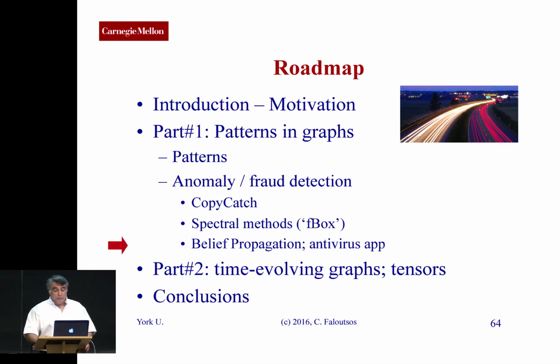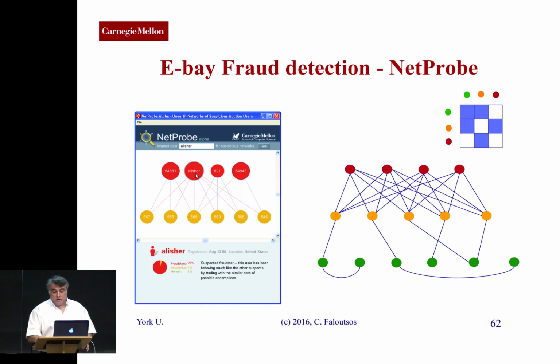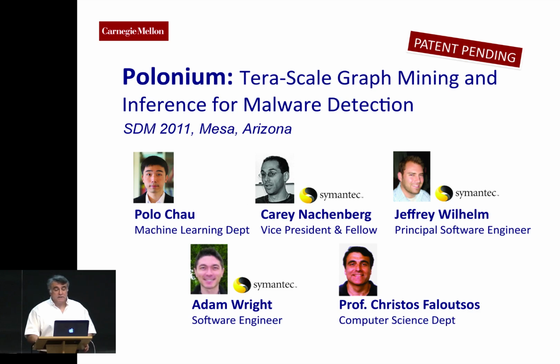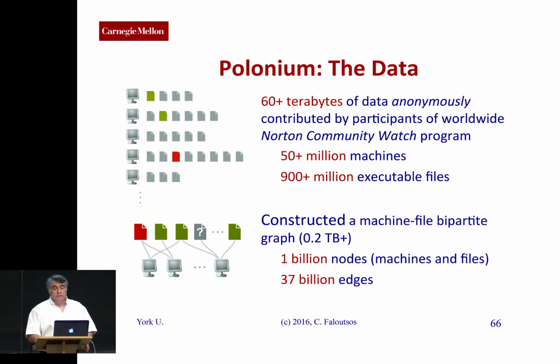Right, so let's see some other application of belief propagation, which is exactly exploiting network effects. As we mentioned before, what tells us that this is a fraudster is the vicinity, its neighbors, and the neighbors of the neighbors. So let's see another application of network effects and belief propagation. This is again with Polo Chau and colleagues from Symantec. And the problem is the following.